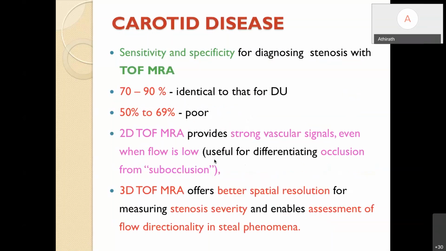The first indication, that is carotid disease. There's something called time of flight MRI and contrast MRI. The time of flight MRI is not very advantageous when compared to duplex ultrasound. Almost it is similar. That is, for a 70 to 90% stenosis, it almost gives identical data. For 50% to 69% stenosis, it is even poorer. And two-dimensional MRI provides strong vascular signals even when the flow is low. This is useful for differentiating occlusion from subocclusion. Whereas a three-dimensional MRI offers better spatial resolution for measuring stenosis severity and enables assessment of flow directionality in steal phenomena.